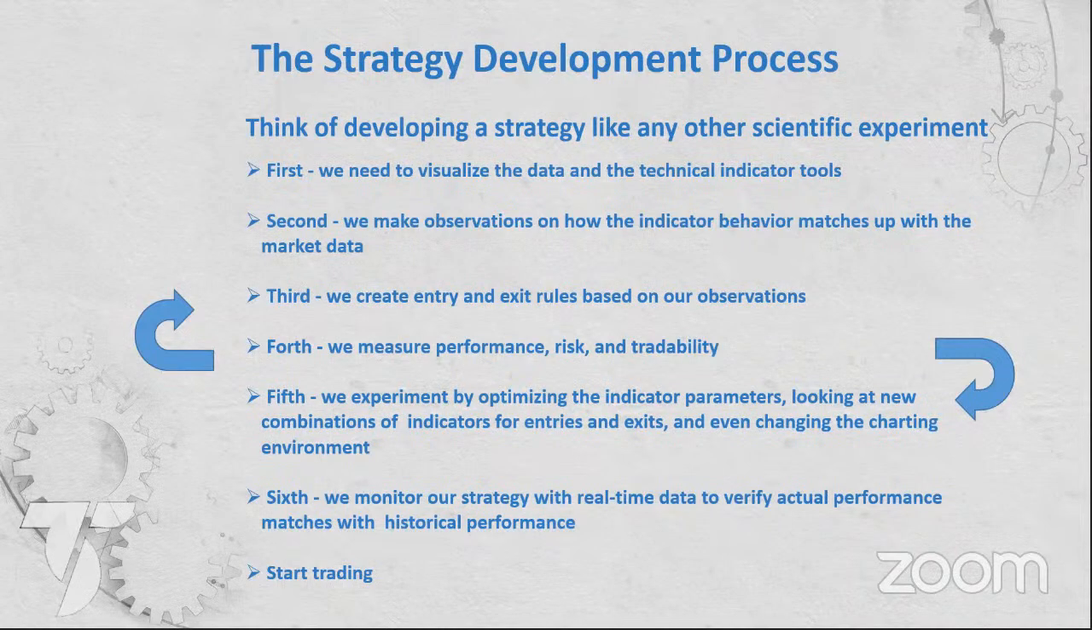So the first thing we're going to do is we need to visualize the idea, and we do that with indicators. We're going to put indicators into the chart, and we're going to start looking at the indicators against the price action. And we're going to make observations on how that indicator behaves and how it matches up and where we should get in and where we should get out. So we're going to make those observations, and that's where we start creating those rules in our mind. This is where I want to get in, and this is where I want to get out.